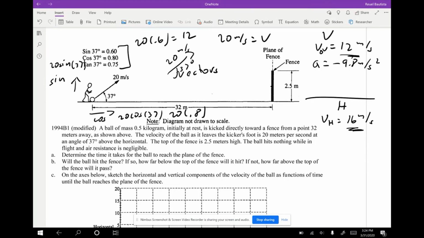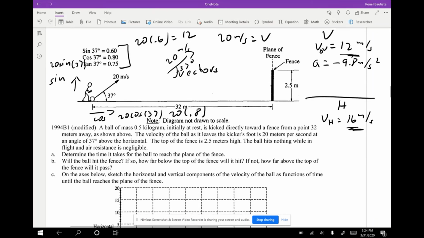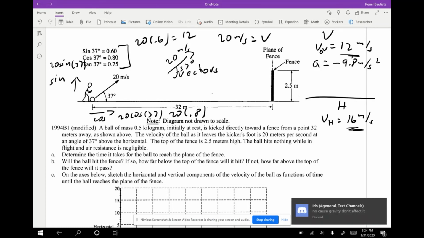Okay, so let's look at part A. Determine the time it takes for the ball to reach the plane of the fence. So we want to find when the ball reaches this position. This is very important. What can I do to figure that out? How do I find the time it takes for the ball to go from here to the top of the fence? Which one should I look at, vertical or horizontal motion?